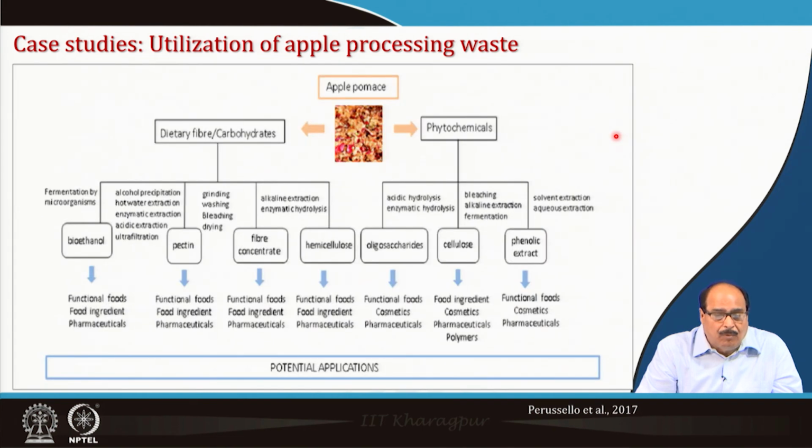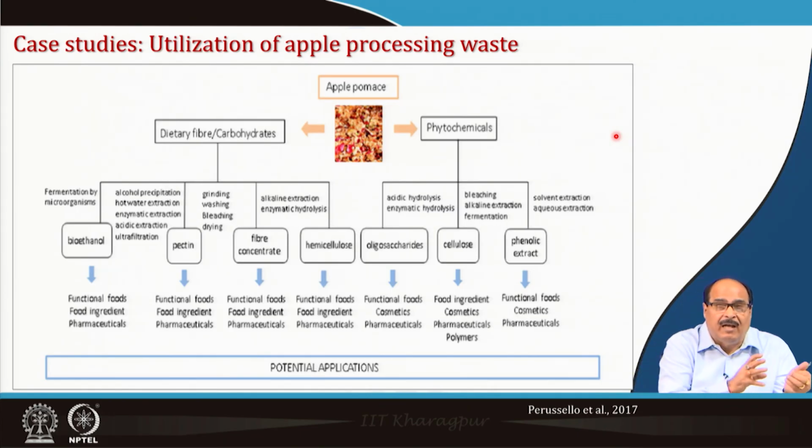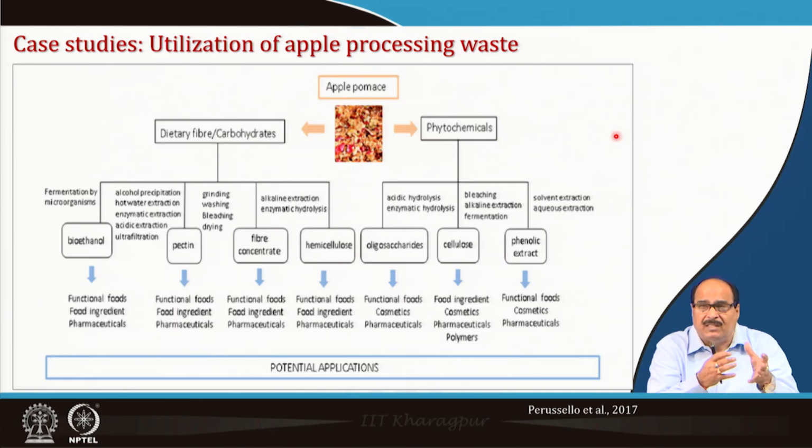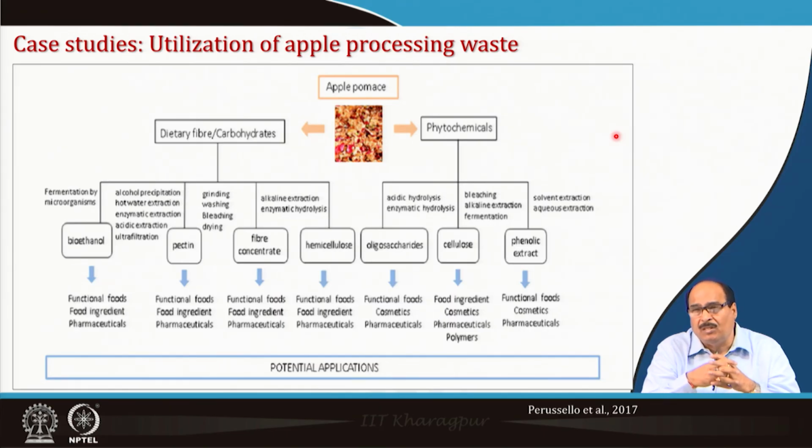Then utilization of apple processing waste, similarly, has various routes, like what we discussed: bioethanol, pectin production, fiber concentration, hemicellulose, oligosaccharide and cellulose production, phenolic extract. In the apple juice processing industry, almost about 50%, and even in the citrus juice processing industry, almost 50 to 60% goes as waste after the juice extraction. Can you imagine that? And that is all having very valuable components, so this can be generalized and used for very high value products.